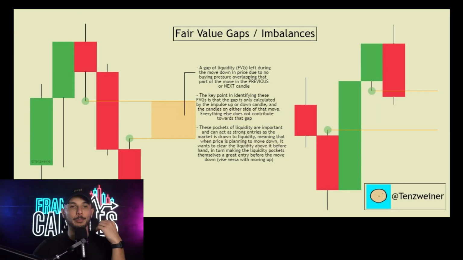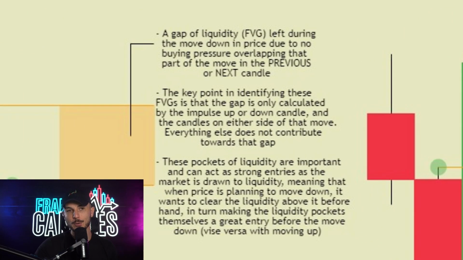Let me go ahead and bring up this graphic to further explain what fair value gaps are, and not only that, but how you can actually spot them in the market by looking at the chart. So you can see here, fair value gaps, also known as imbalances, as we were just talking about. I'll just read through this stuff real quick. A fair value gap is a gap of liquidity left during the move down in price due to no buying pressure overlapping that part of the move in the previous or next candle.